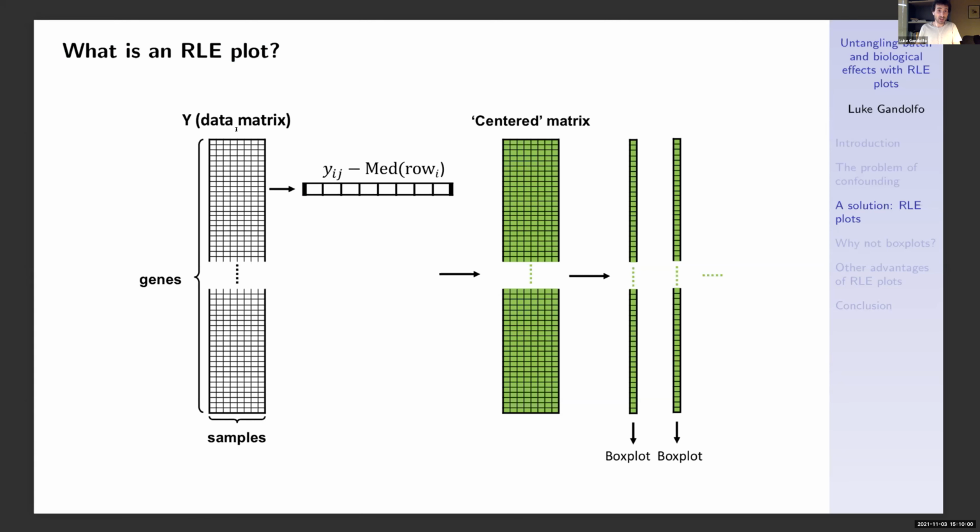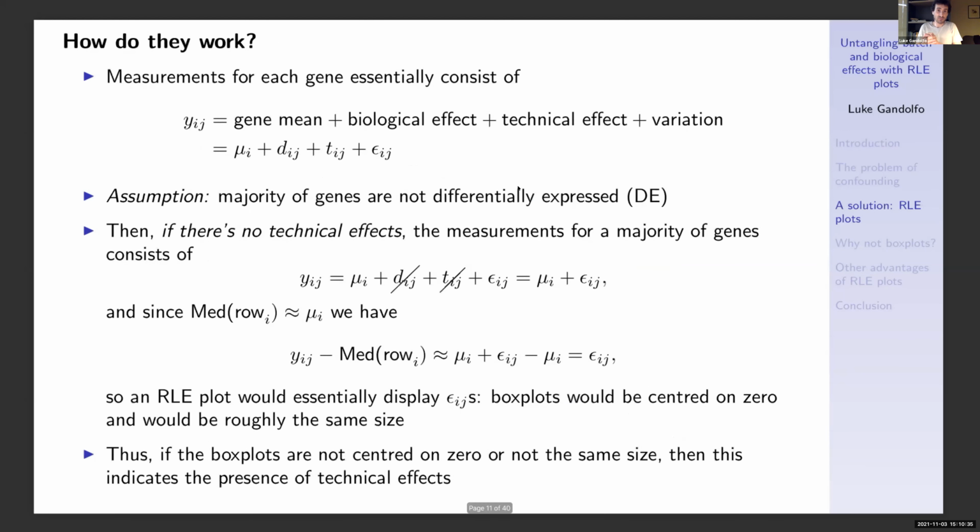Well, we take our big data matrix Y, and then we take each row and we subtract the median across that row from the row. Okay, take each row, subtract the median across the row. And then we end up with a centered data matrix, centered on the median. And once we've got our centered data matrix, we take each column and dump it into a box plot. So before I show you some examples, I might just linger on what's going on here.